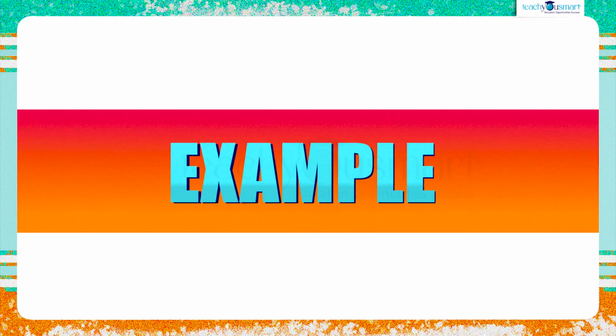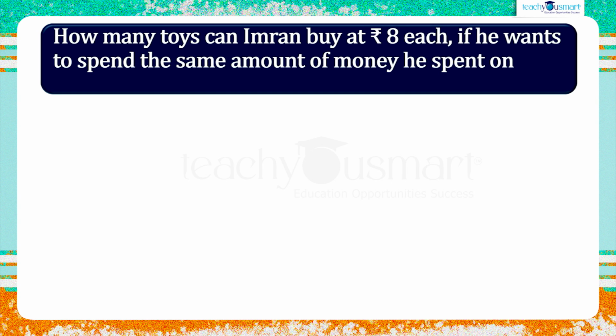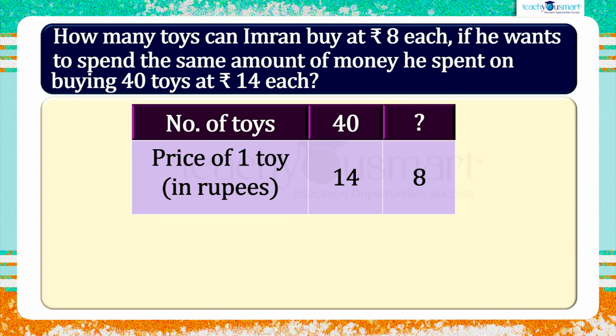Let's see another example. How many toys can Imran buy at 8 rupees each, if he wants to spend the same amount of money he spent on buying 40 toys at 14 rupees each. Here, we have to find the number of toys Imran can buy at 8 rupees each with the same total amount. It is clear that, when the price of each toy decreased, the number of toys he can buy with the total amount increased. That is, it is in inverse proportion.